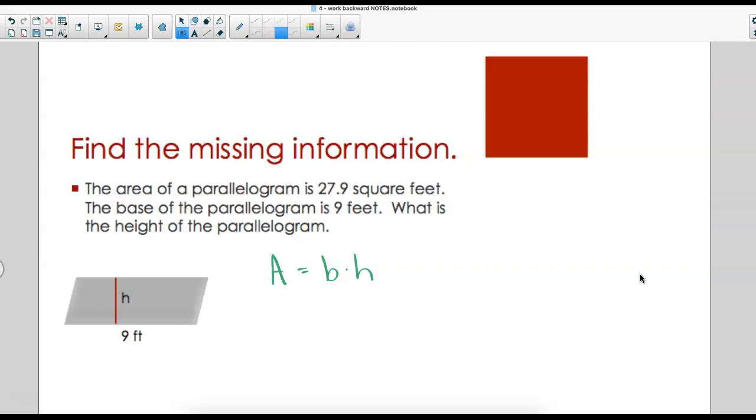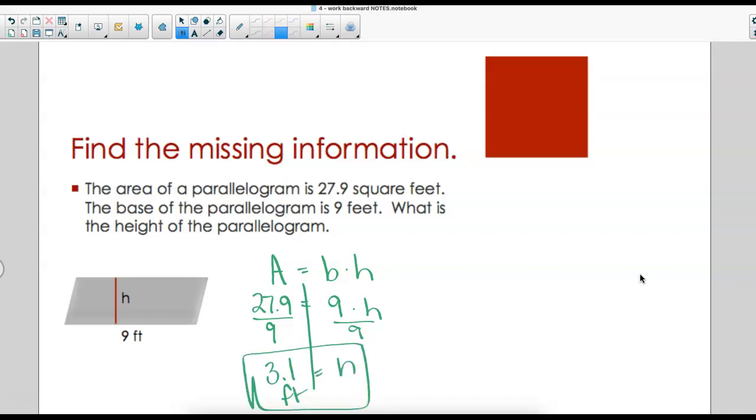So start with that formula. Do we know the area? Yep, it tells us it's 27.9. Do we know the base? Yep, that's 9 times H, and we solve it. Divide by 9. 27.9 divided by 9, 3.1 feet would be the height. There's our answer.